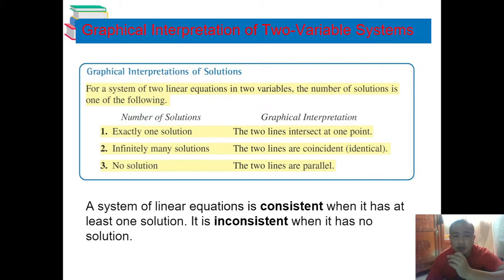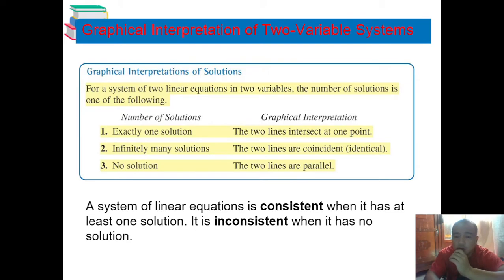For a system of two linear equations in two variables, the number of solutions is one of the following. When there is exactly one solution, the two lines intersect at one point. When there are infinitely many solutions, the two lines are coincident or identical. But if there is no solution, the two lines are parallel. Of course, when two lines are parallel, they do not intersect. Therefore, there is no solution.